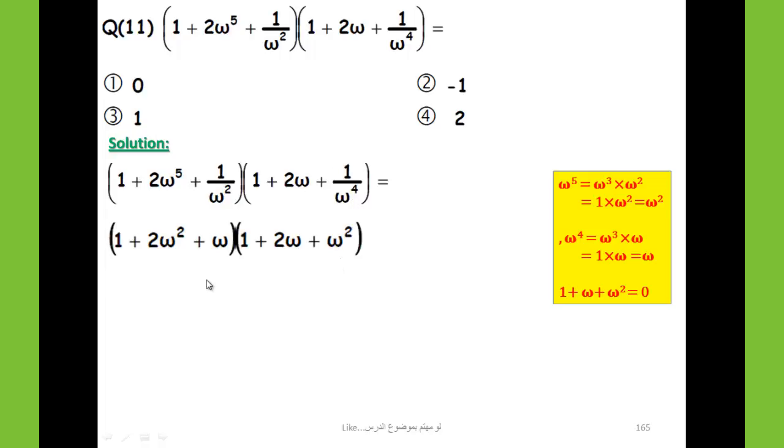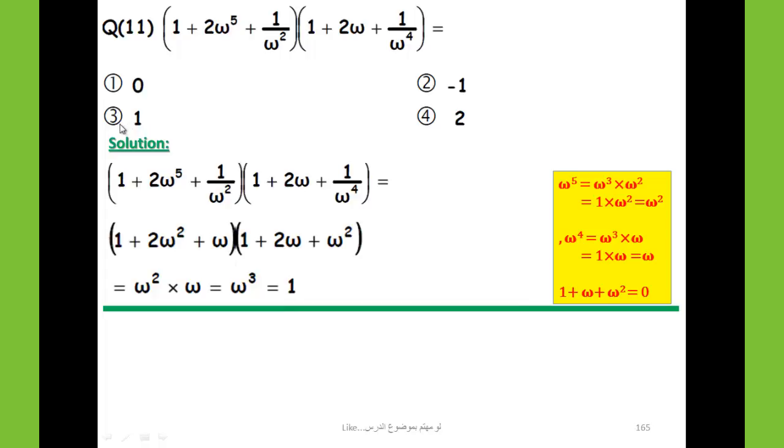And from this we have 1 plus omega is negative omega square. Negative omega square plus 2 omega square equals omega square. Also 1 plus omega square equals negative omega. Negative omega plus 2 omega equals omega. So omega square multiply omega equals omega power 3, which equals 1. So the result equals 1. The answer is number 3.